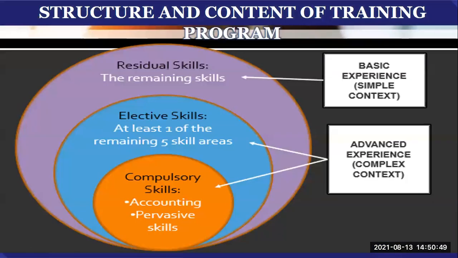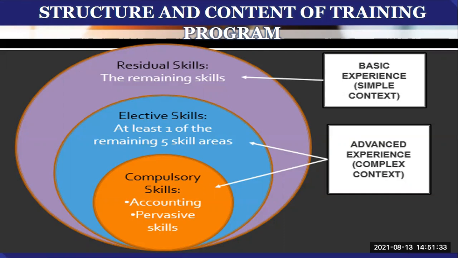So this diagram basically summarizes what I've been trying to say, where we see a circle in the middle which comprises compulsory skills. And compulsory skills are basically two skills, that is accounting and the pervasive skills or the professional skills that I highlighted earlier. So by compulsory, what we mean is that every accountant that is produced through the ICAS training program should have displayed these skills in an advanced or complex context or in an advanced environment.